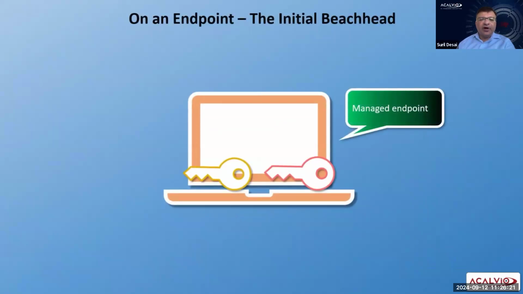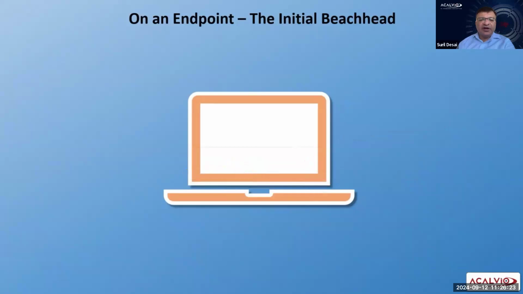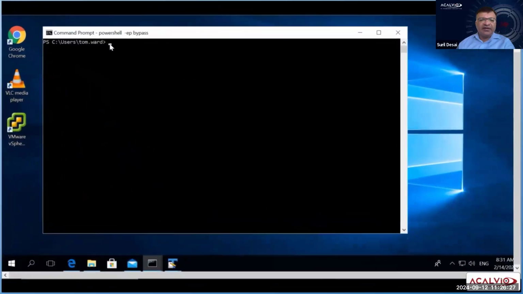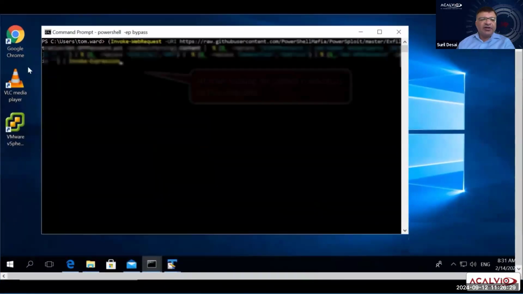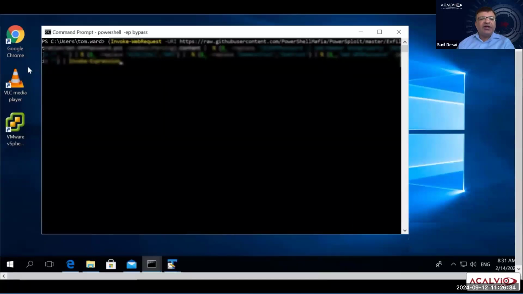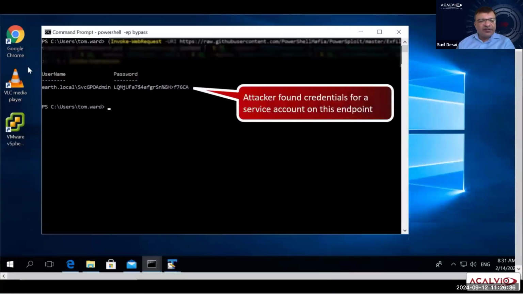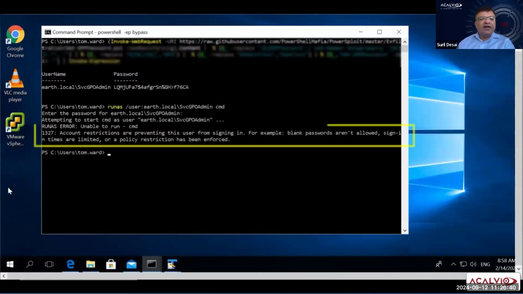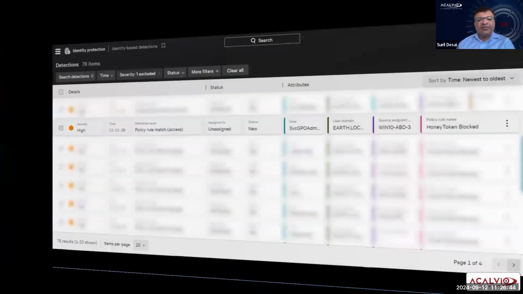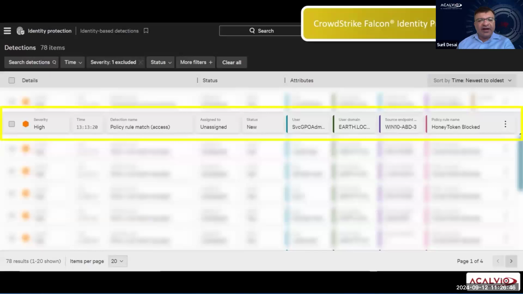On an endpoint, the attacker gets to that endpoint. This is effectively the initial beachhead of the attacker. The attacker lands on the endpoint and they're looking for credentials in the cache. The attacker does some reconnaissance. They find some credentials for a service account, and then they try to use it for lateral movement. This attempt is then denied for the attacker.